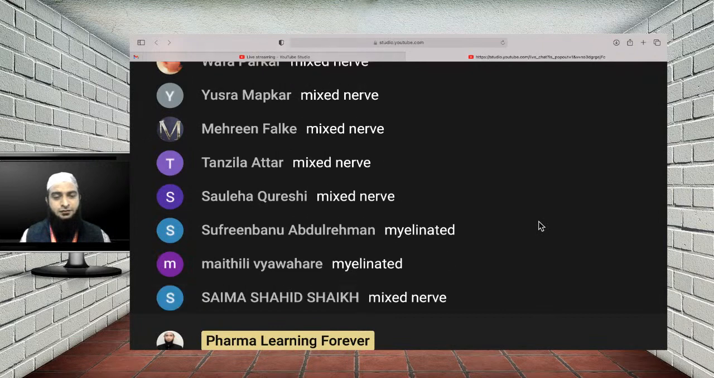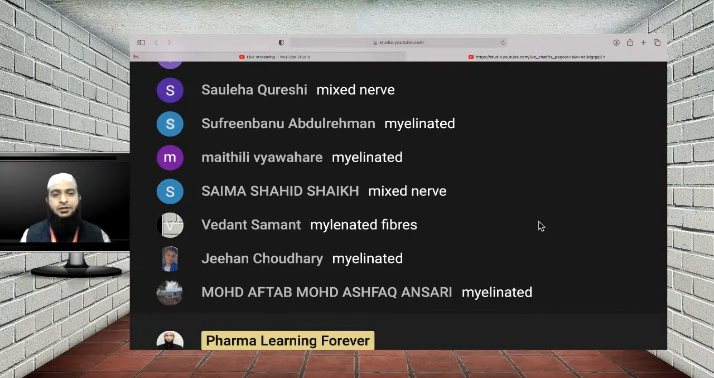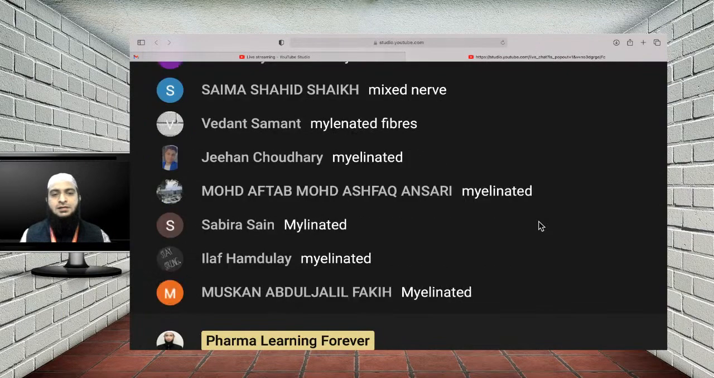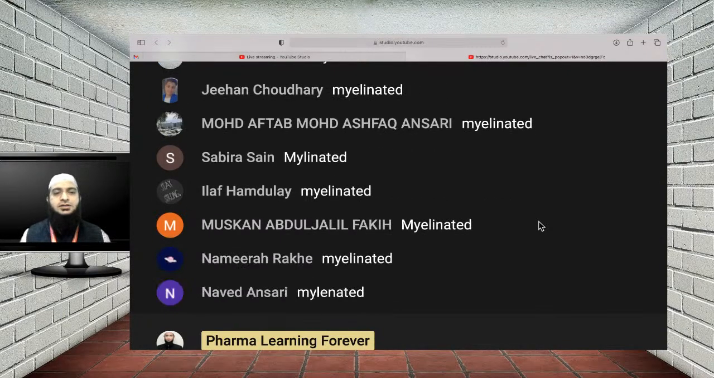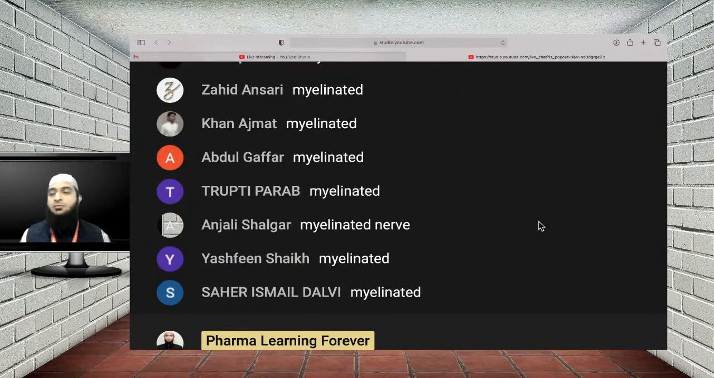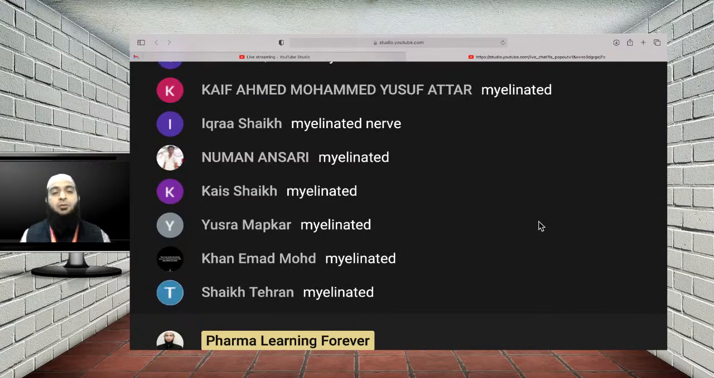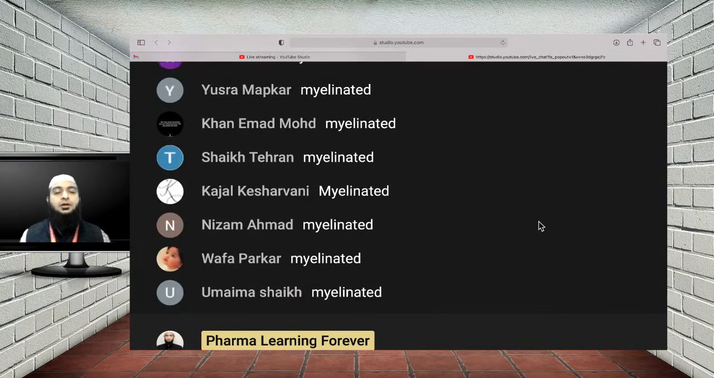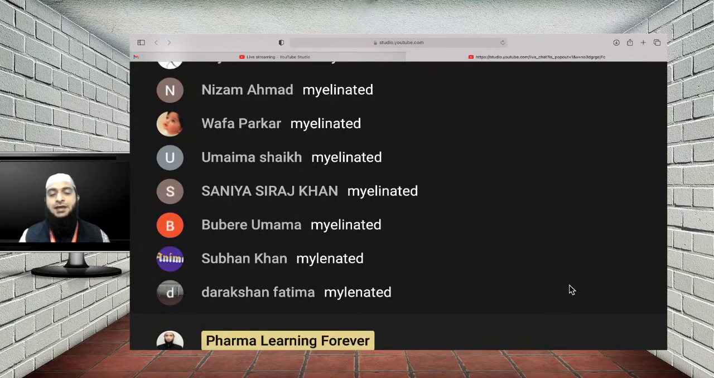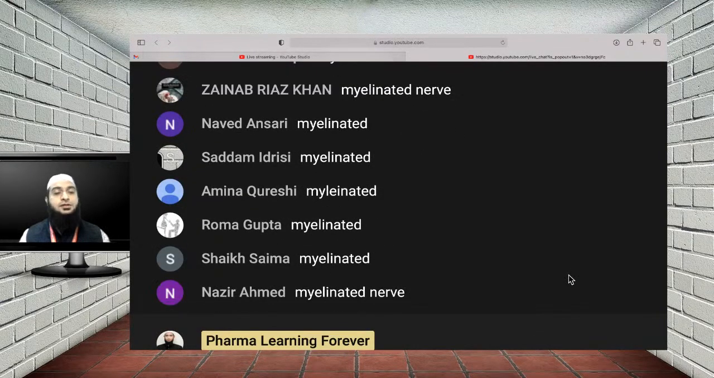I can see the first answer was given by Sufreen Banu, then Mithili Sai has given the answer, Vedant has given the answer, Jihan has mentioned, Aftab has mentioned. These are the myelinated nerves, okay? Very nice. So the myelinated nerves block first as compared to non-myelinated nerves. So this is the action of local anesthetic, especially based on the structure, okay?